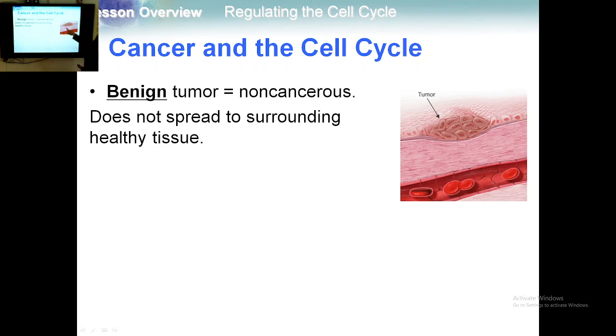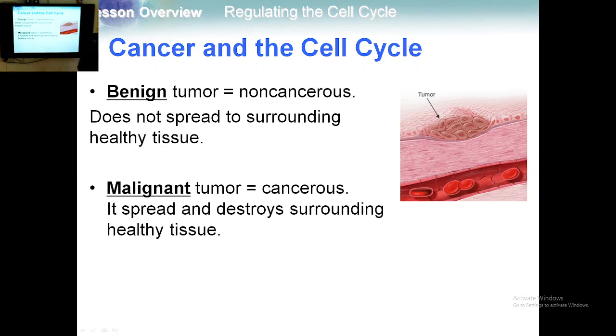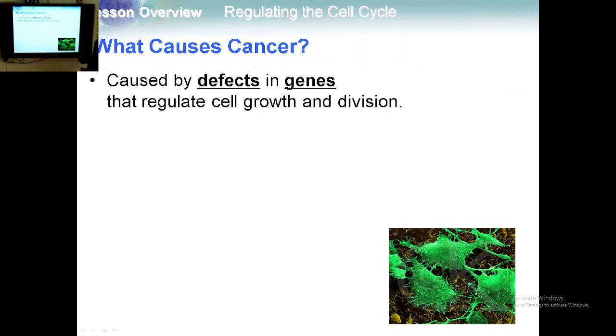Here in this case, it will not affect the surrounding tissue, so it doesn't spread to surrounding healthy tissue. It's here, okay? It's uncontrollable growth for a short time, but the cells will not affect the surrounding tissue. While the other type of tumor, the malignant tumor, which is the cancerous one, spreads and destroys the surrounding healthy tissue. The cancerous tumor cells will destroy the surrounding tissue, okay?